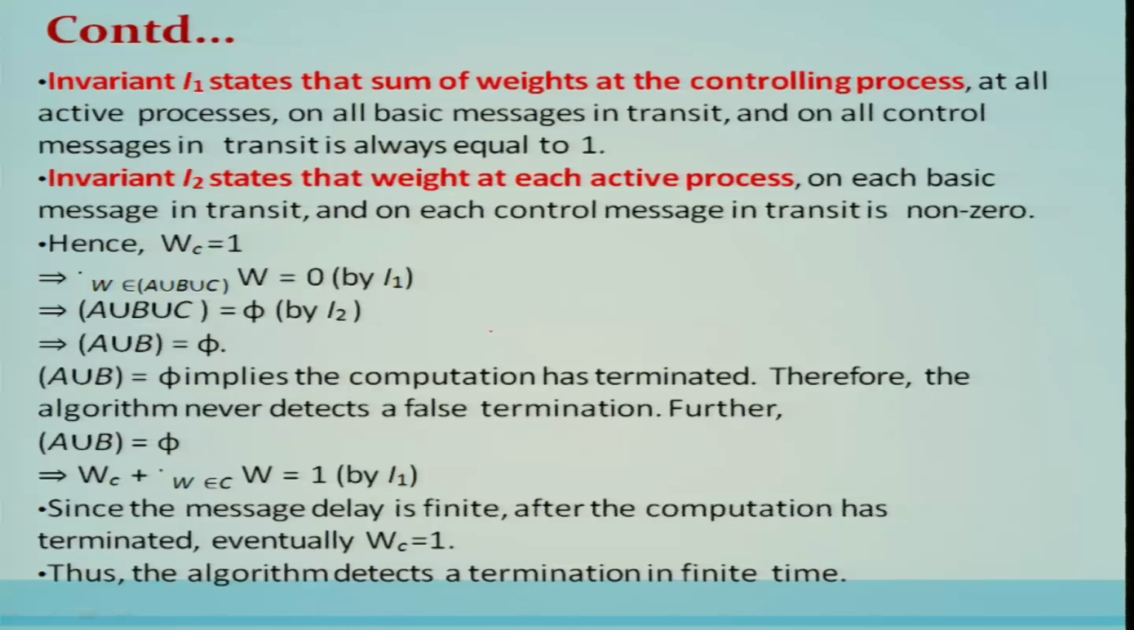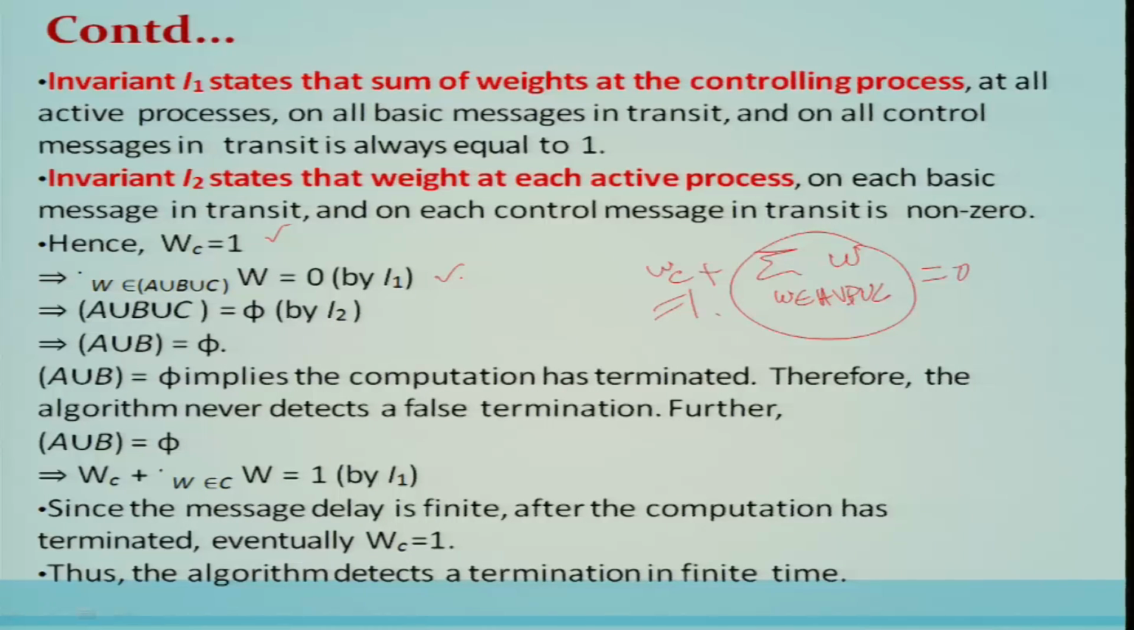So invariant I1 states that the sum of the weights at the controlling process, at all the active processes, on all the basic messages and all the control messages in transit is always equal to 1. Invariant 2 states that the weight at each active process, on each basic message in transit and on each control message in transit is non-zero. Hence, if the weight on the controlling agent is equal to 1, this will imply by invariant 1 that the other part, that is the sum of the weights of A union B union C, is equal to 0. Why? Because the total is equal to 1.